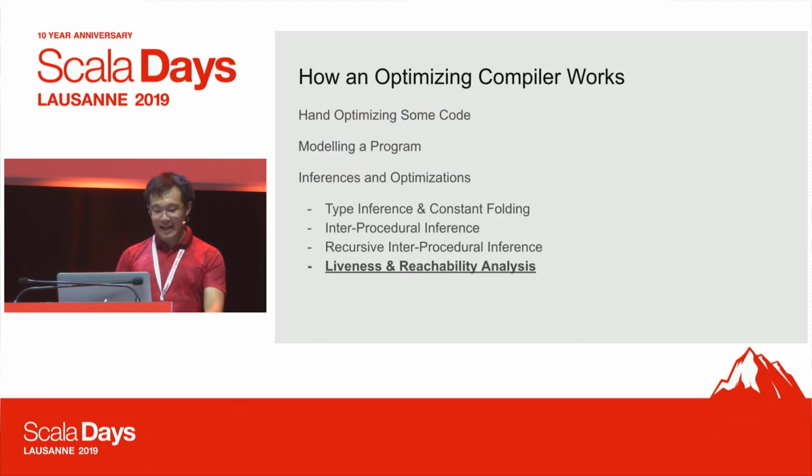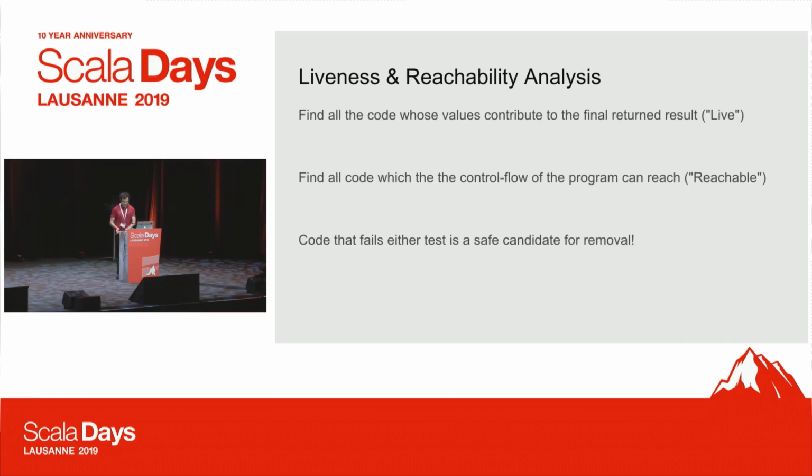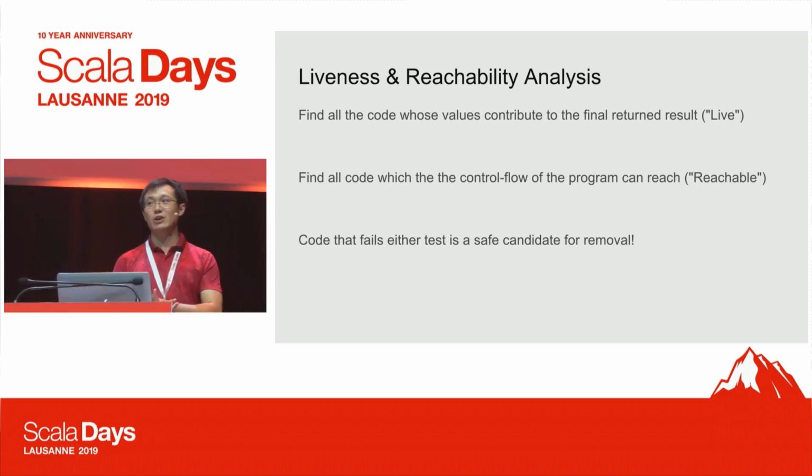So the last thing I'm going to talk about is liveness and reachability analysis. Liveness and reachability analysis are two related things which say this code never runs, or this code always runs, but it doesn't actually do anything. Its output's not used in the end of the program. And in either case, the code is safe to remove, and we can do so to make the program shorter, smaller, faster, without affecting its output.